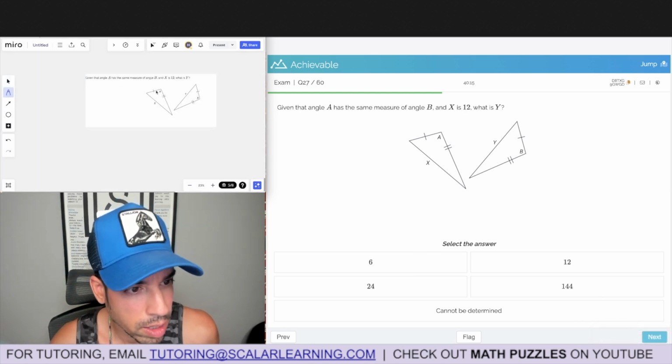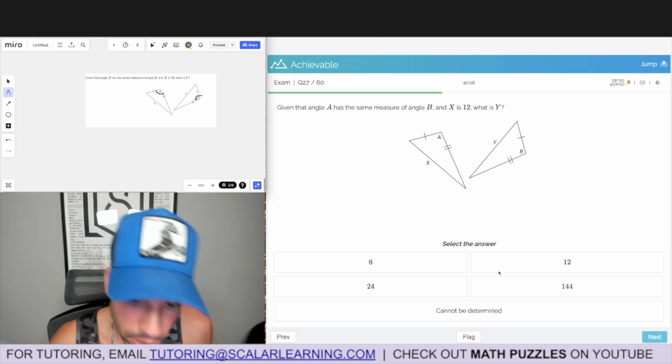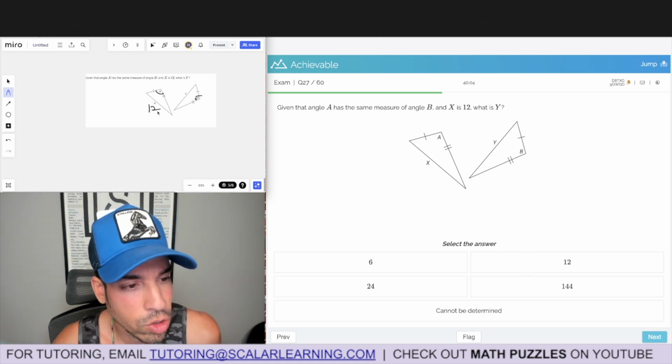Given that A is the same as B, side angle side, side angle side, what is Y? Well, Y is equal to X. Wait, what? Do we not know? Oh, it does say X is 12. Sorry. X is 12, so Y is 12.